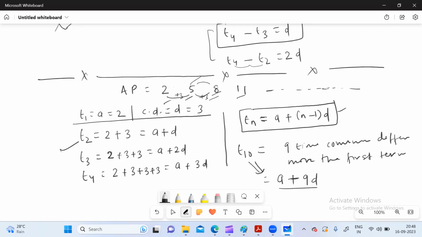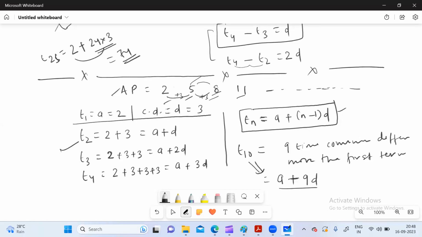Third term, you are getting 2 times D more than the first term. So every term, like if I ask you, what will be the 25th term of this AP? What you will do, you will take the first term 2, and then you will take 24 times common difference, which is 24 into 3, and you will add these two to get the 25th term, which is 74.